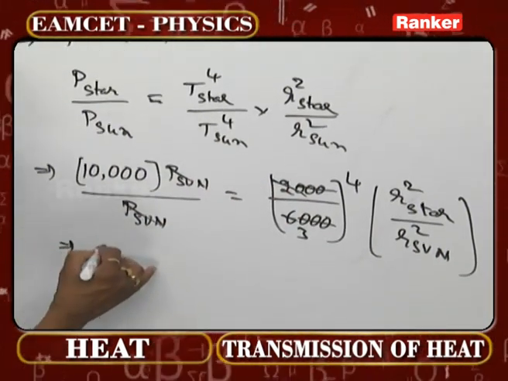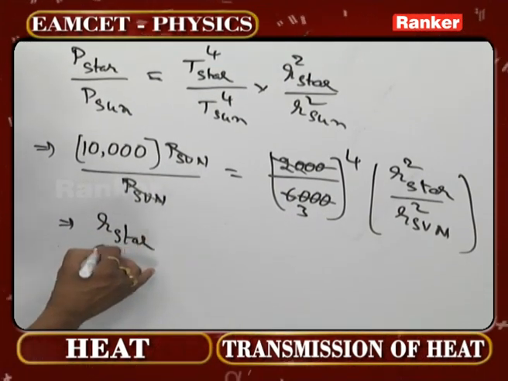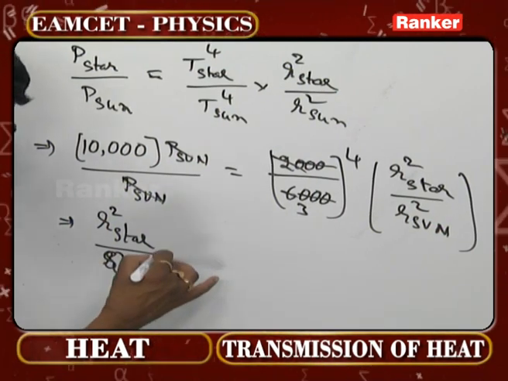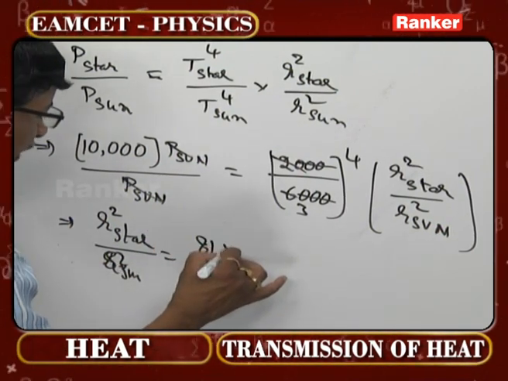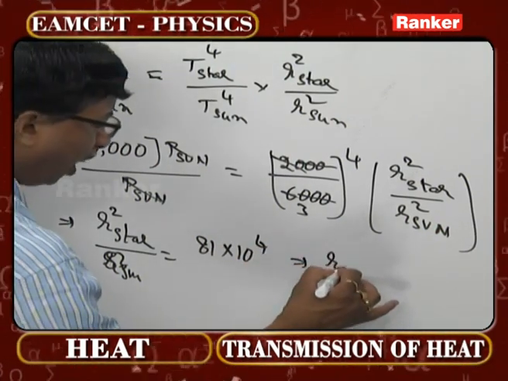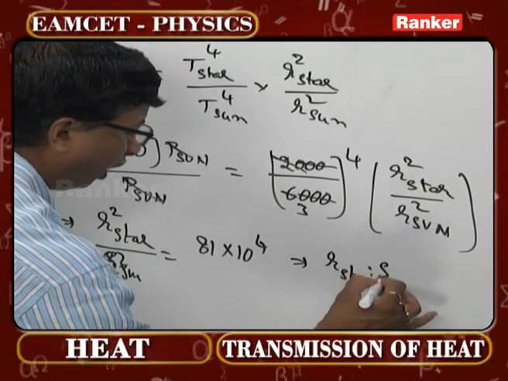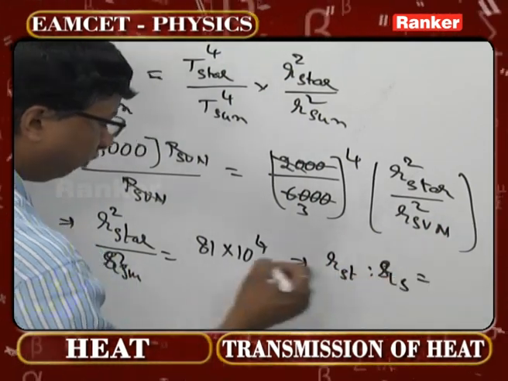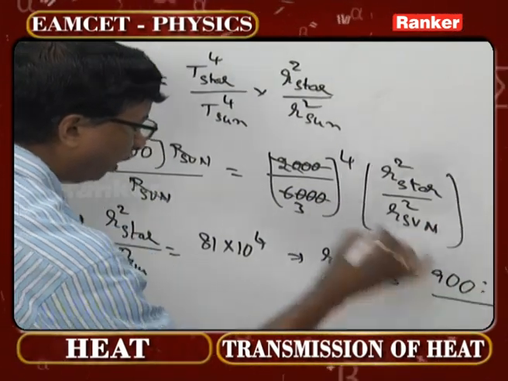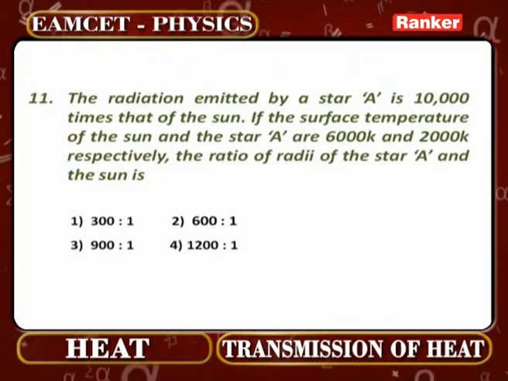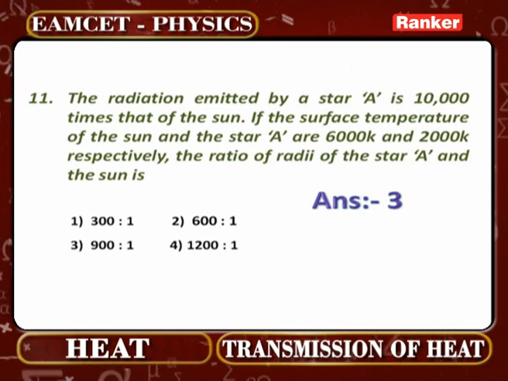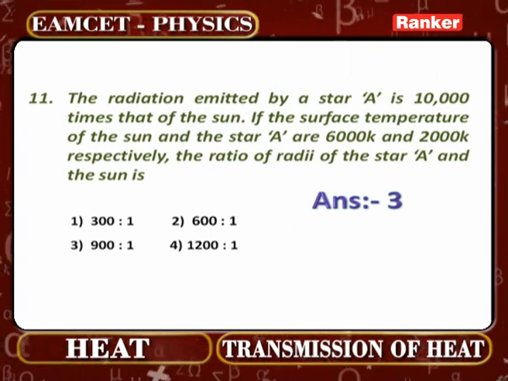So what will you get now? R of the star whole square by R of the sun square, that now becomes 81 into 10 to the power 4. Then what will be the ratio? R star is to R sun. If you take the root of this, what will be that value now? 900 is to 1. So just look at that ratio, please. 900 is to 1 is supposed to be the ratio, which is the third option for this particular question number 11.